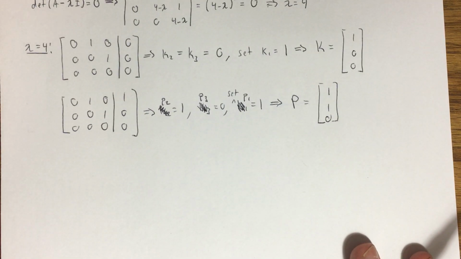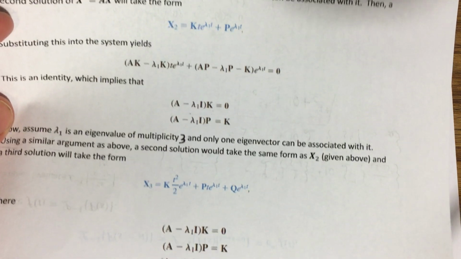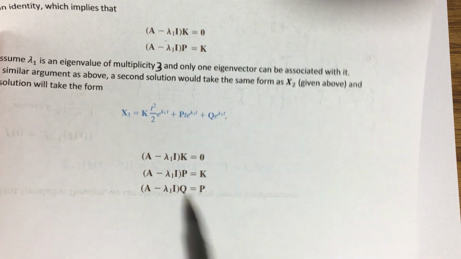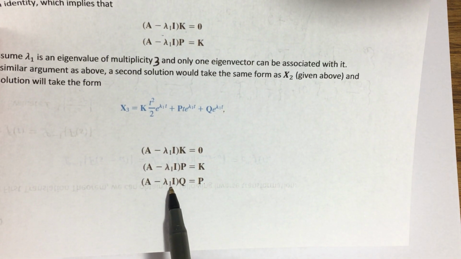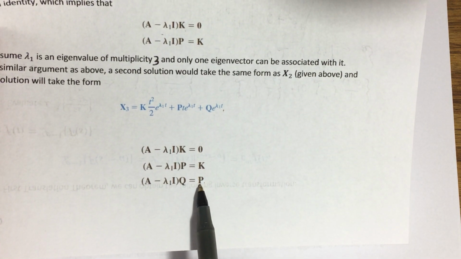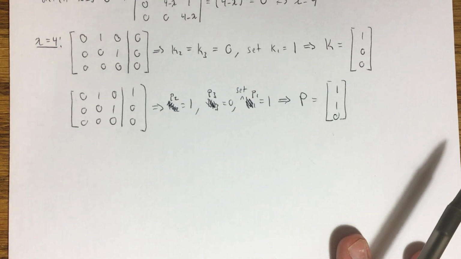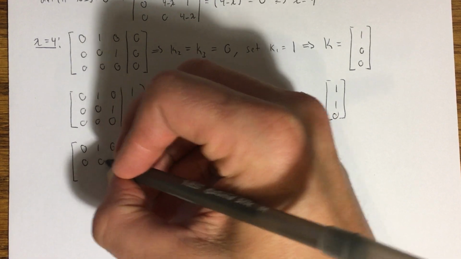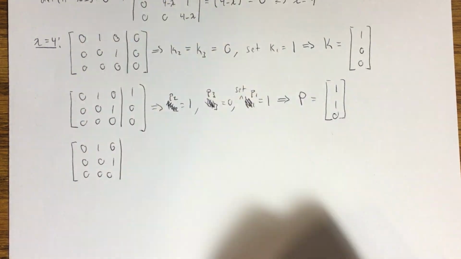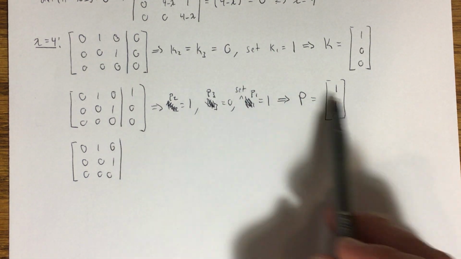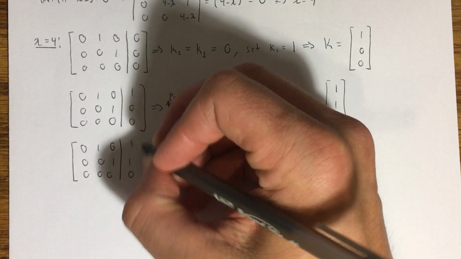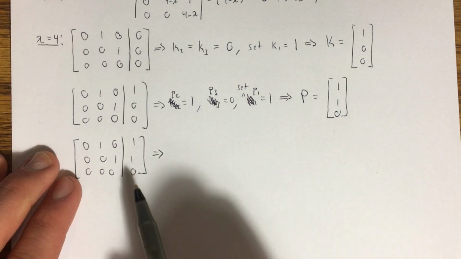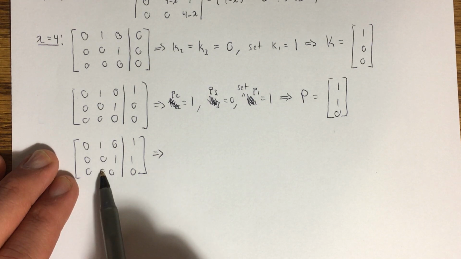Now, I need to find a third matrix or third vector, Q. Q is this guy right here. Okay? And I use the same coefficient matrix, but now I'm setting it equal to P, which I just found. So I'm taking my same augmented matrix, which is what we call this, 0, 1, 0, 0, 0, 1, 0, 0, 0, and now I'm putting as this last column 1, 1, 0. Okay? Once again, let's call these Q's since the matrix is going to be called Q. So this column is Q1, Q2, and Q3.